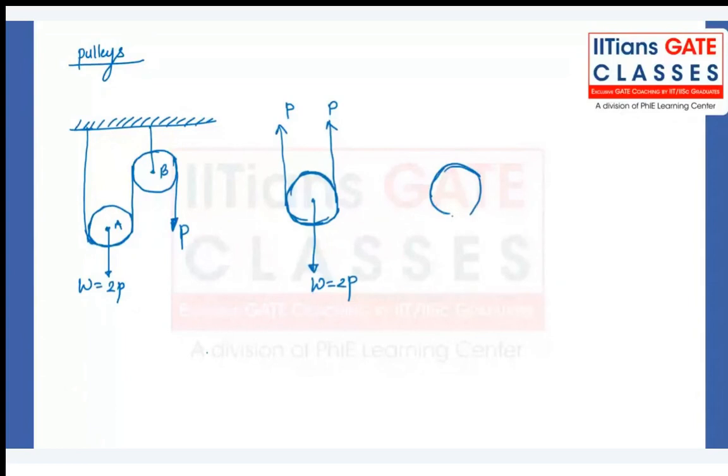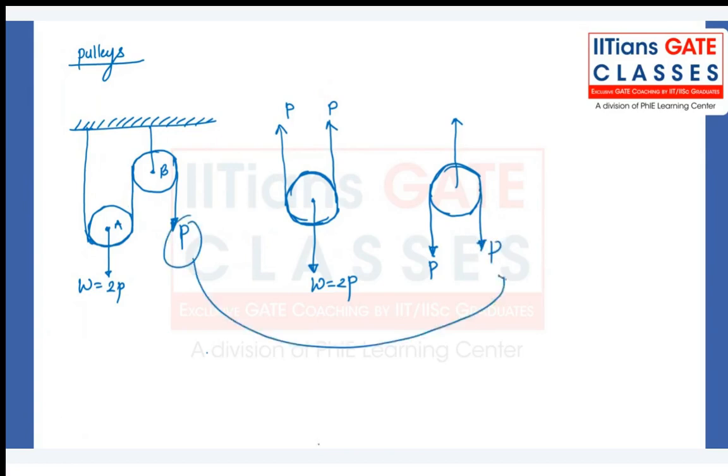Second pulley, one string will go up. We don't know how much tension will be there, but we do know that this value is P, because here we have P at this part. So if upward force is P, then downward force also has to be P. And on the right hand side, we have one more P, which is already given, so I'm keeping that as it is.